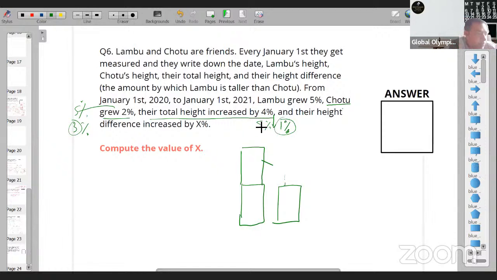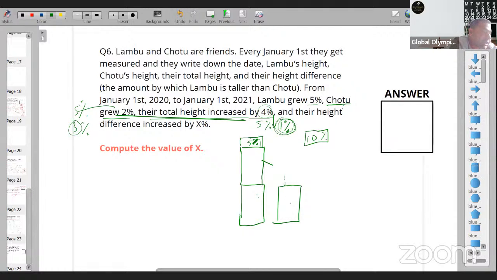Understood? Because Lambu anyways grew by 5%. Chotu grew 3% short of 5%, which impacted the overall by 1% less. So one third. Therefore, one third the height. Okay. You can check it out later on. Now understand this. Now what is going to happen? Now this guy has grown by 5%. This guy's 5% growth is Chotu's 10% growth, because this guy is double of this, correct? It is equivalent to 10% growth of Chotu.